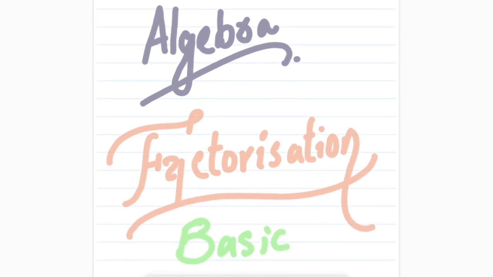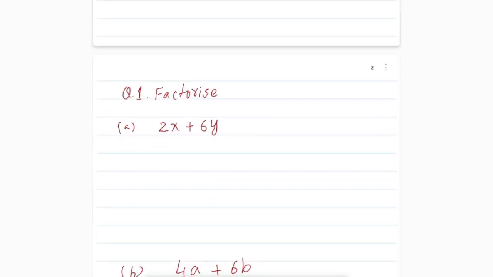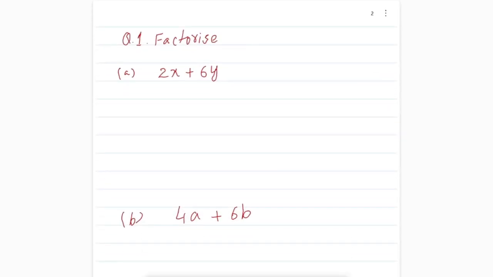In today's lesson, we'll be learning about the basics of algebra, which is factorization. We'll be learning factorization basics, but we'll be factorizing using the HCF method. So let's see how we'll be factorizing using the HCF method. So this is question number 1. You can see here, factorize 2x plus 6y using basic factorization.